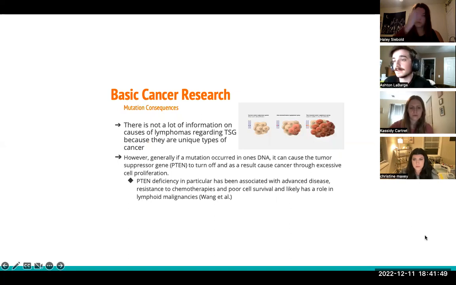Regarding mutations, there's not a lot of information on lymphoma regarding tumor suppressor genes because they are unique types of cancer. However, generally, if a mutation occurs in one's DNA, it can cause the tumor suppressor gene to turn off and as a result cause cancer through excessive cell proliferation. I did find one example using PTEN where if it's deficient in particular, it has been associated with advanced disease, resistance to chemotherapies, and poor cell survival, which likely has a role in lymphoid malignancies.